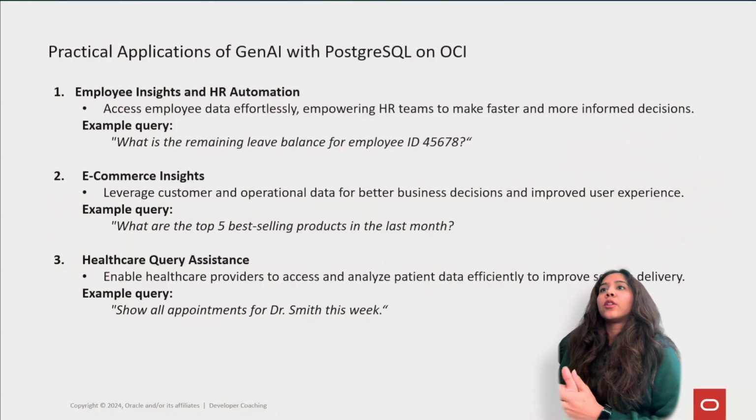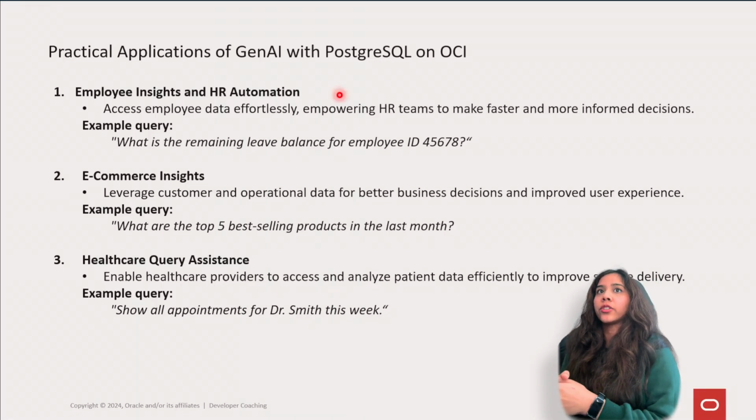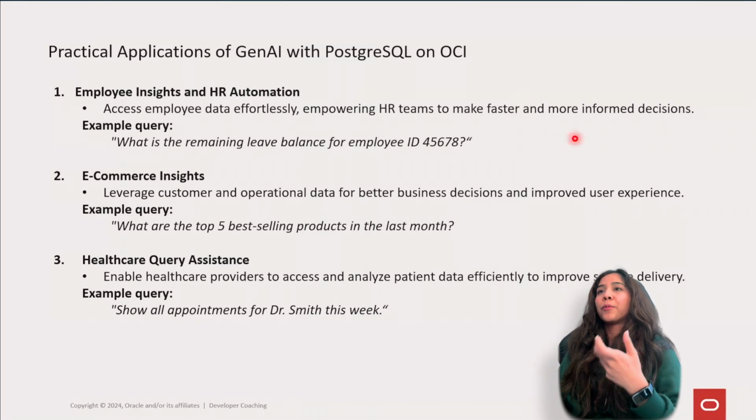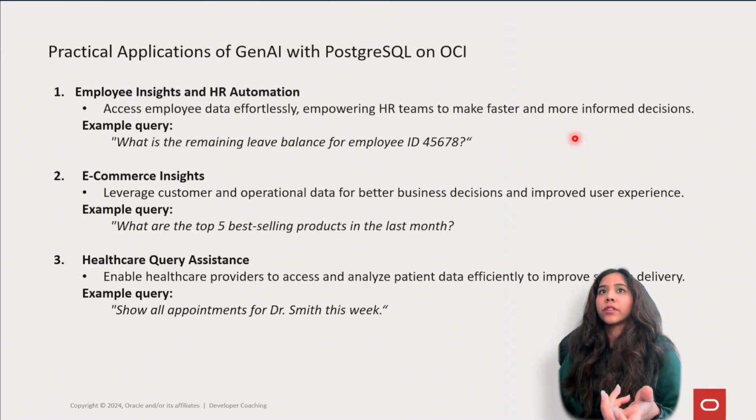So now let's look at the practical applications of GenAI with Postgres on OCI. There are many ways we can use this technology, but here are a few we've picked. The first one is employee insights and HR automation. HR teams can instantly retrieve employee data, and this can help them make informed decisions faster. For example, an HR rep can ask how many remaining leaves there are for an employee of this ID instead of manually searching records.